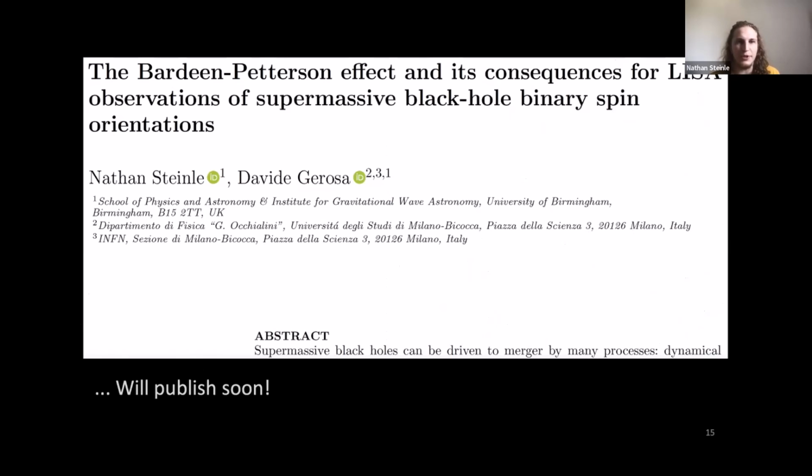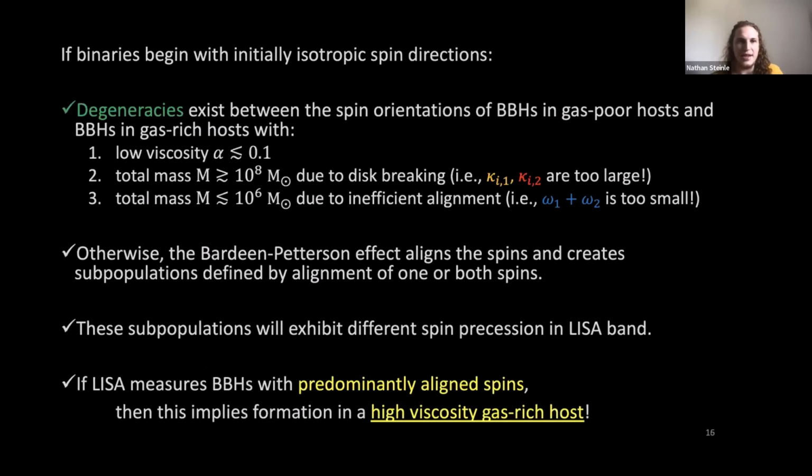And so this work will be published very soon, so please keep an eye out for it. And to summarize very quickly, if we assume rather generically that binaries are beginning disk migration with isotropic spin directions, then there exist degeneracies between the spins of binary black holes in gas-poor hosts and gas-rich hosts with low viscosity, very high total mass due to the disk breaking, and very low total mass due to the inefficient alignment of the Bardeen-Petterson effect.